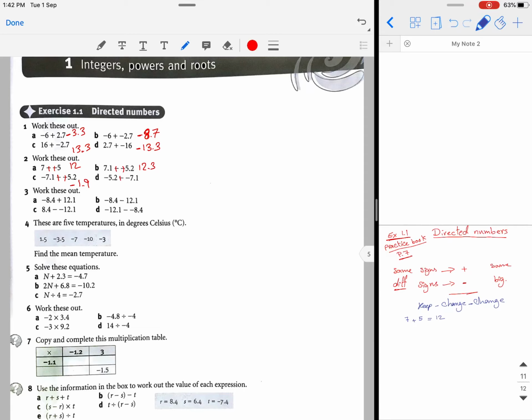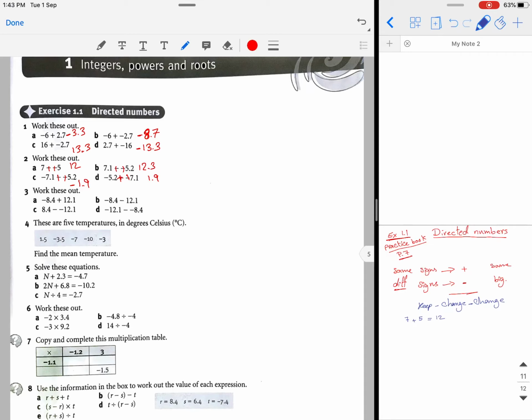Next one here, negative, make it positive. So one is negative and the other one is positive. So make difference, make subtraction. So 7.1 minus 5.2, it's 1.9, but the bigger here is positive, so I will leave it positive.